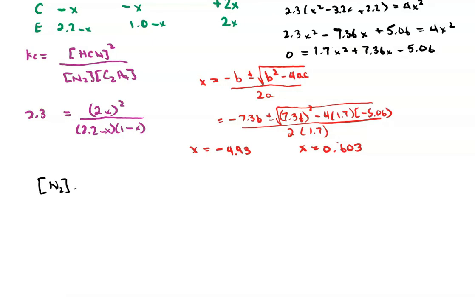We can then take the value of our x and substitute it into the E line for each of our entities to solve for their equilibrium concentration.